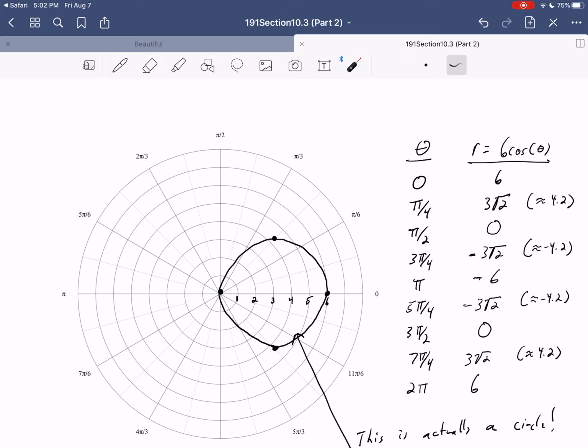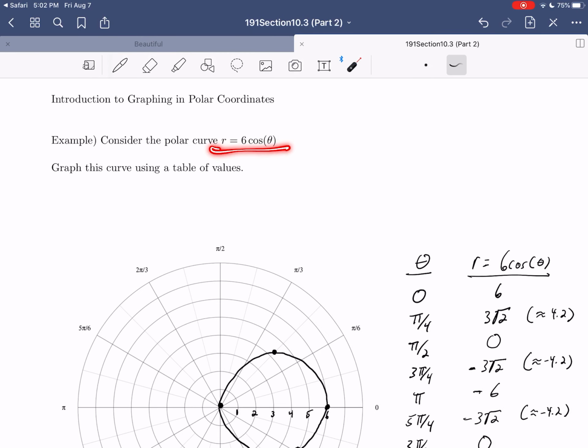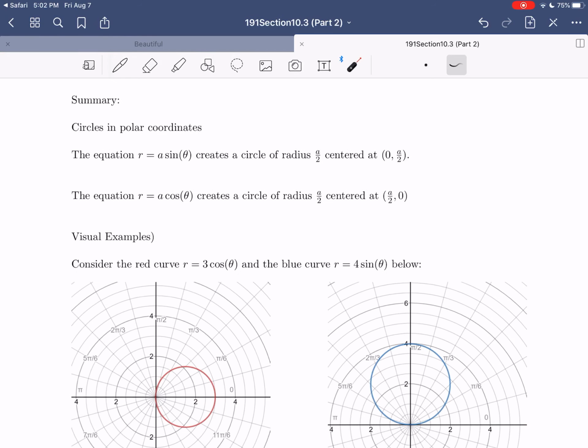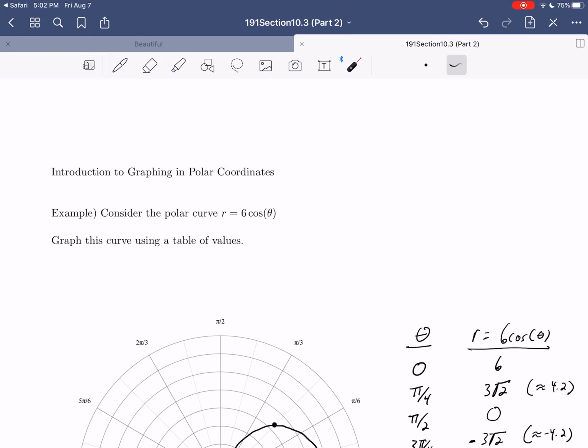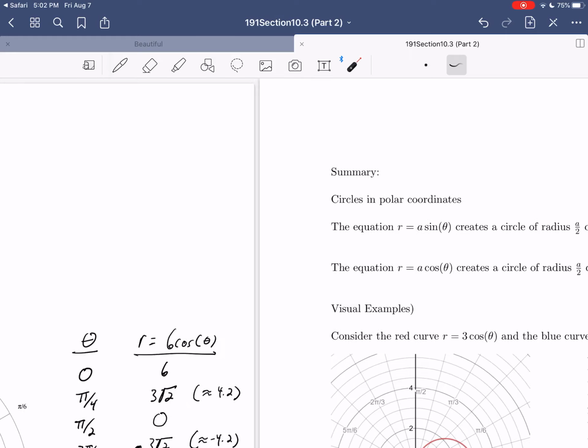All right, did it just turn out that this one happened to be a circle? Well, it actually turns out that things of this form in general are circles. So let's talk about this as our first family of polar curves: circles in polar coordinates. It turns out that the equation r equals a sine theta or r equals a cosine theta, both of these create circles of radius a over 2, so whatever the coefficient in front is, divided by 2. Notice that here it was 6, so we got a radius 6 divided by 2, or radius 3 circle.